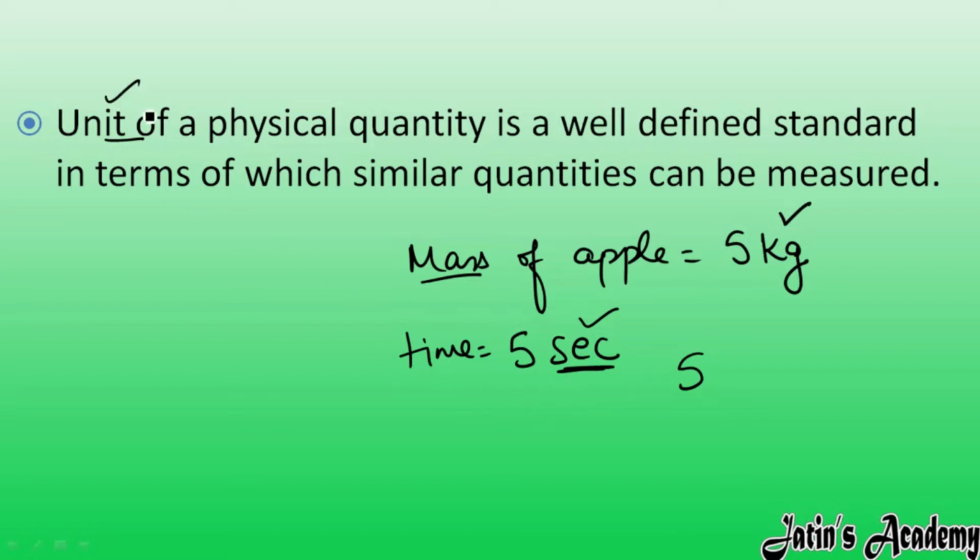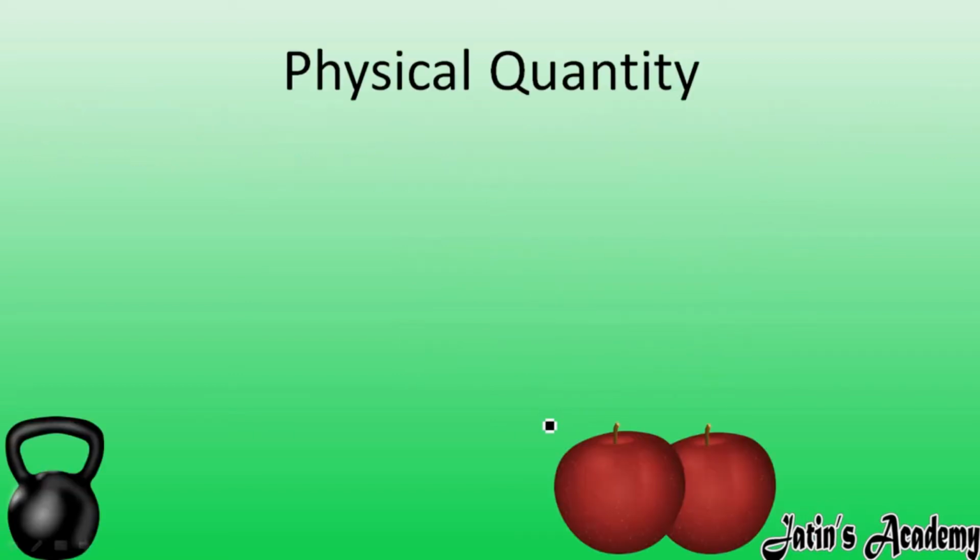So the unit of a physical quantity is a well defined standard. This is a well defined term. If I'm sitting in India, second is used here. If I'm sitting abroad, there also second is used. Second, minute, hour, whatever the fixed standard quantities are, that we use in order to measure any physical quantity, are known as units.